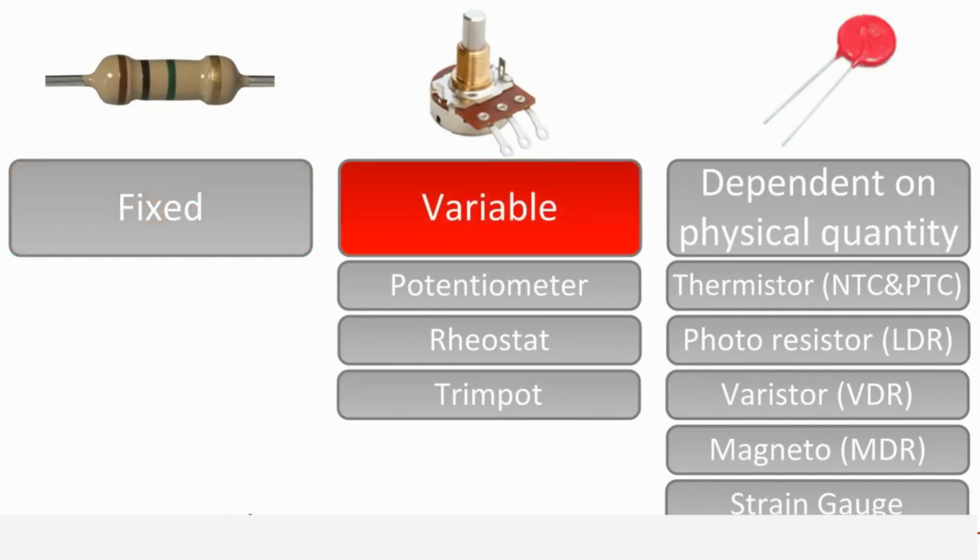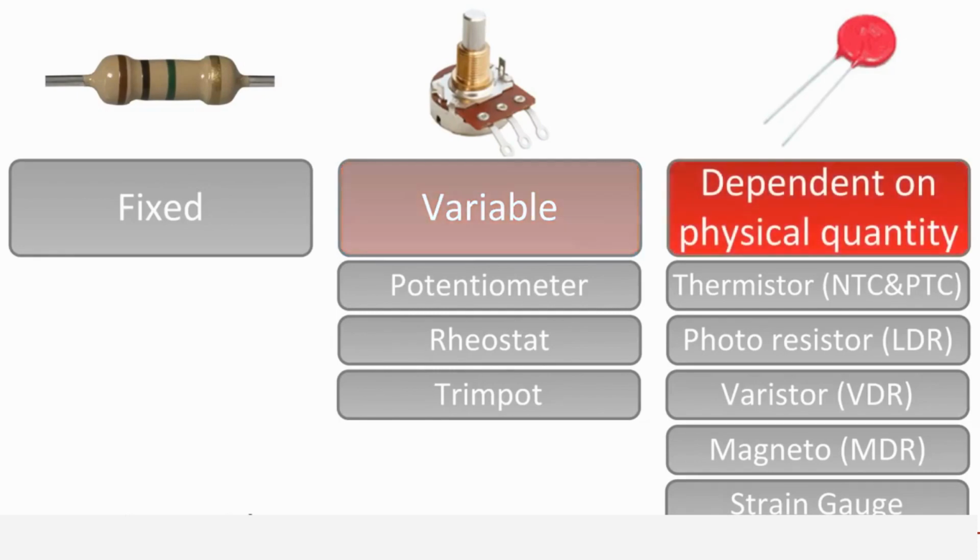Variable resistors have an adjustable resistance value. Most variable resistors are adjusted by mechanical movement. When they are used as a variable voltage divider, they are called potentiometers. When they are used as variable resistance to control the current in the circuit, they are called rheostats. Digital potentiometers are controlled electronically instead of by mechanical action. The third category are resistors which have a varying resistance dependent on a physical quantity, such as light, temperature or voltage. They are often used as measurement devices.